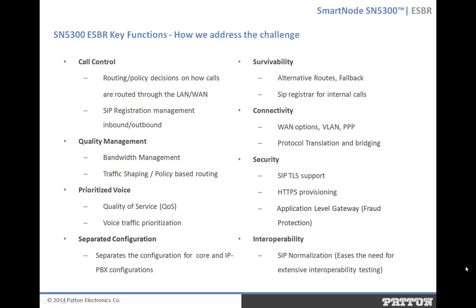Survivability, so using the built-in call routing functionalities and hunt groups on our units, and of course also on the 5300. So we have the possibility to use alternative routes in case a SIP trunk is going down, and of course the SIP registrar, where if an outage of the SIP trunk occurs, internal phone calls can still be made. WAN connectivity, we have two variants of EFM ports on the 5300, a 2-pair or a 4-pair EFM termination port, and of course VLAN support, PPP, that's all there.